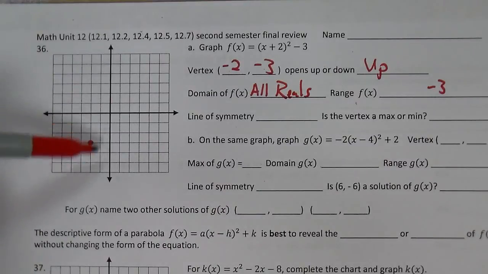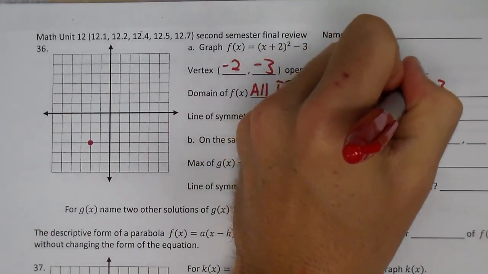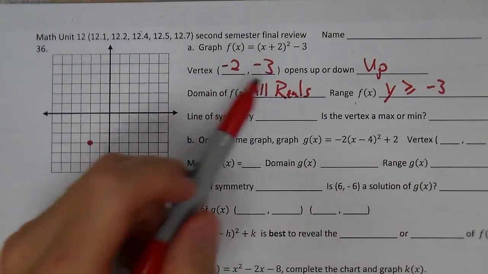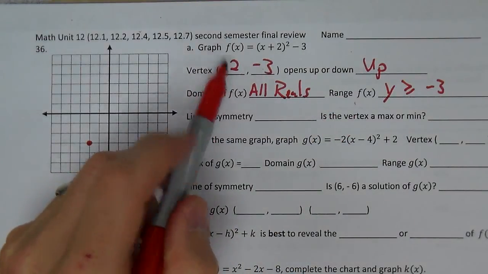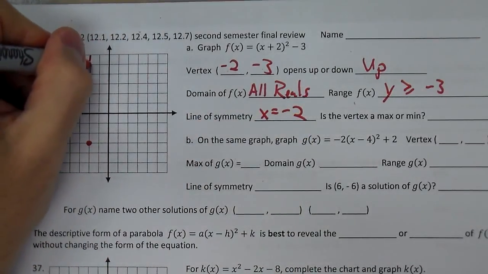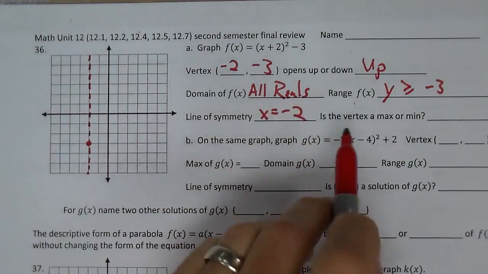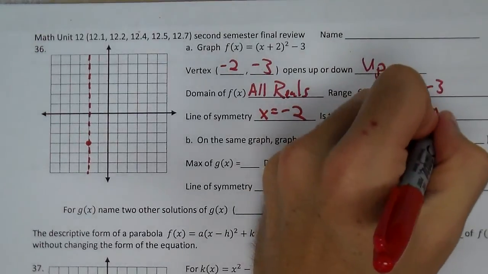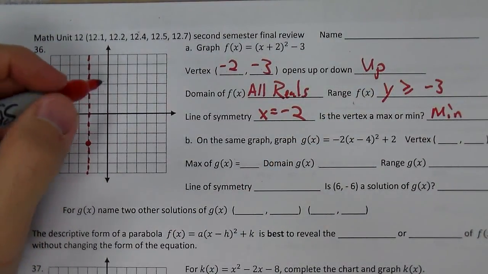Now the fact I know the parabola opens up, it's going to go in this direction. That means my y values are all greater than or equal to negative 3. Now, we got that from the y value of the vertex. The next one, the line of symmetry, is the x value in the vertex, which is negative 2. So if we draw this through here, that is your axis of symmetry. Now we said it did open up, so that means our vertex is a minimum. So now we can go through and graph this.